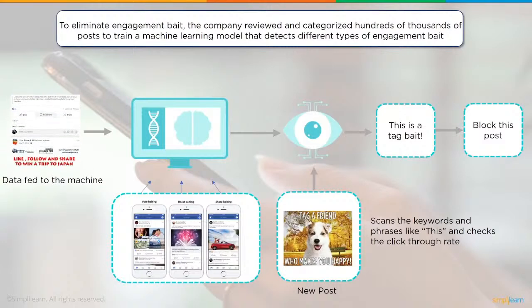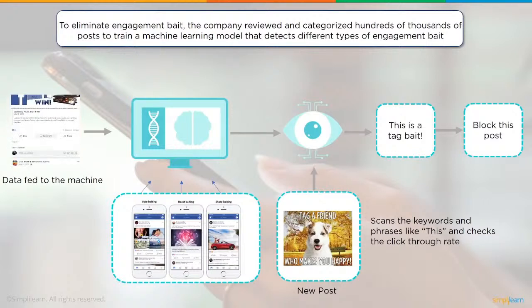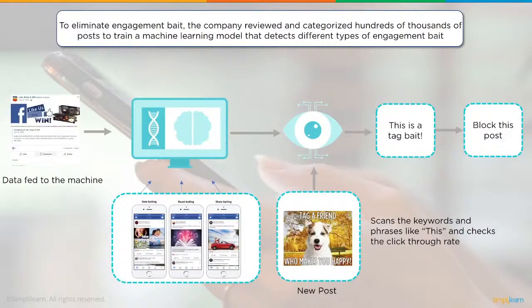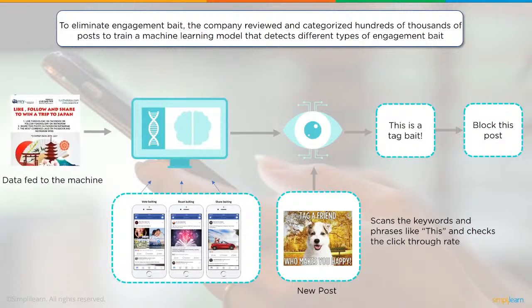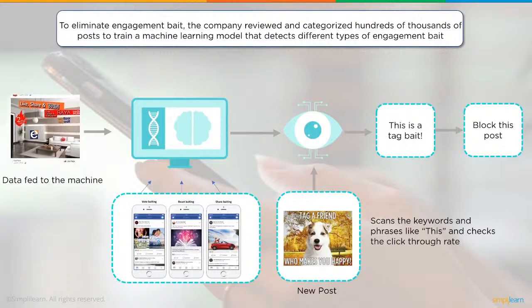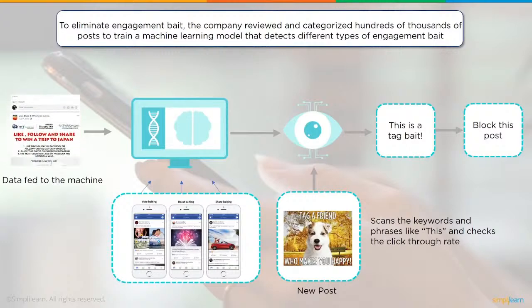So what Facebook did to eliminate this is they start scanning for keywords and phrases like this and check the click-through rate. So it starts looking for people who are clicking through it without even looking at it, or clicking through it and it's not something that normally would be clicked through. Once Facebook has scanned for these keywords and phrases, it is now able to identify the spam coming in. And this makes your life easier, so you're not getting spammed.